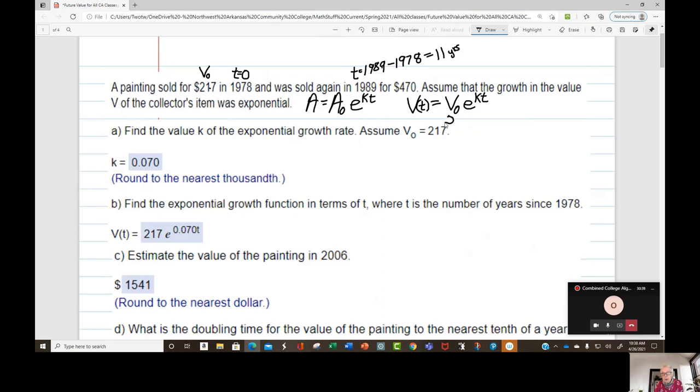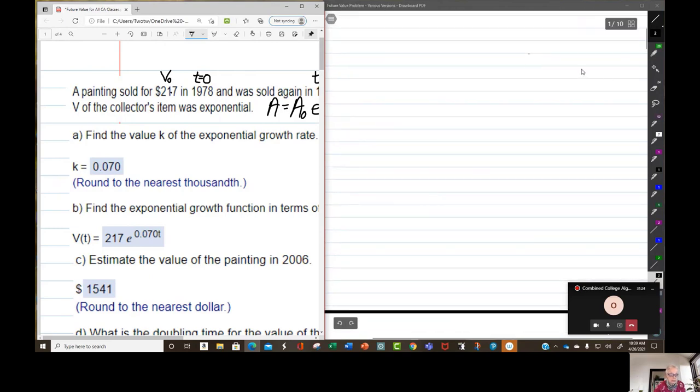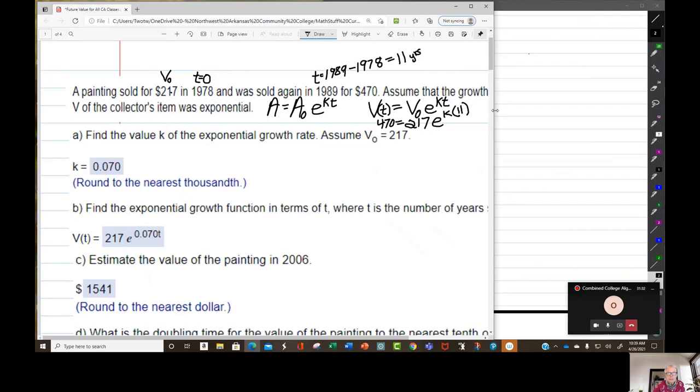Originally, the painting sold for $217, and then later it sold for $470. I'm going to write this larger on paper, but I want to get it basically figured out here. Times e to the k, which we don't know, but we do know that the number of years in which this change occurred is 11 years. So now I'm going to go over here and write this out. 470 equals 217 times e to the 11k, or e to the k times 11.